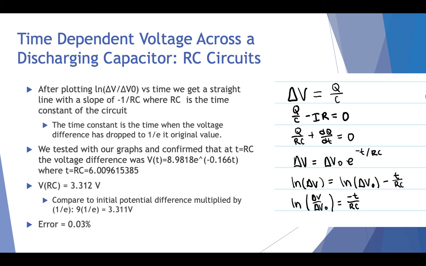Then for the time-dependent voltage across a discharging capacitor, we can use the Q over C minus IR equals 0 equation to create a differential equation of Q over RC plus dQ/dt equals 0, and then basically solve for the time constant RC as seen in the last step.